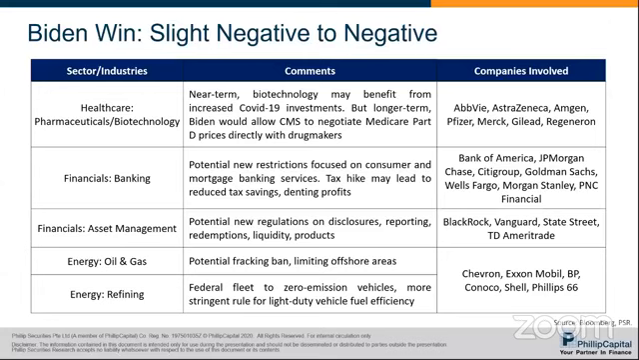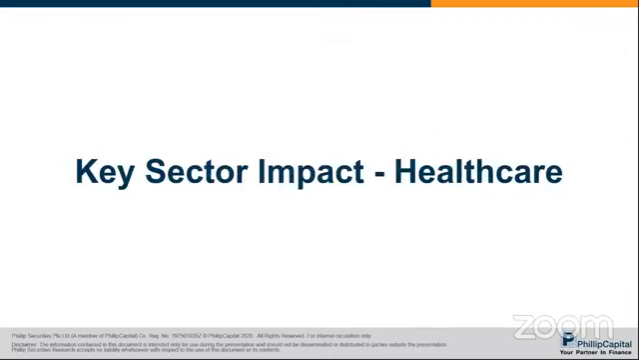For the negative side, definitely healthcare pharmaceuticals, because Biden wants to clamp down on drug pricing, and also financials, because he wants more financial regulation, and the tax hike will dent tax savings for the large banks. This one I'll go through later. And of course the energy side, because he's shifting towards clean energy, so oil and gas and the refining industry may take a hit.